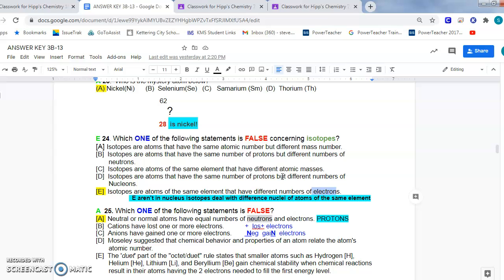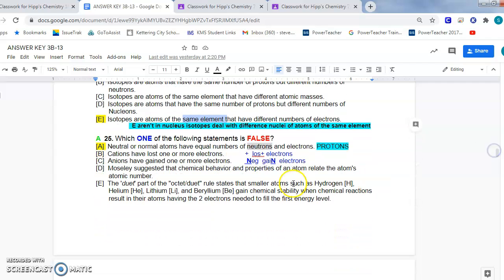Some atoms can have multiple charges. Some atoms might be able to be +2 if they lose 2 electrons, or +3 if they lose 3 electrons. Yet they are still atoms of the same element because they have same numbers of protons. They're just different forms of the ions. So electrons have nothing to do with isotopes. Electrons are outside the nucleus.